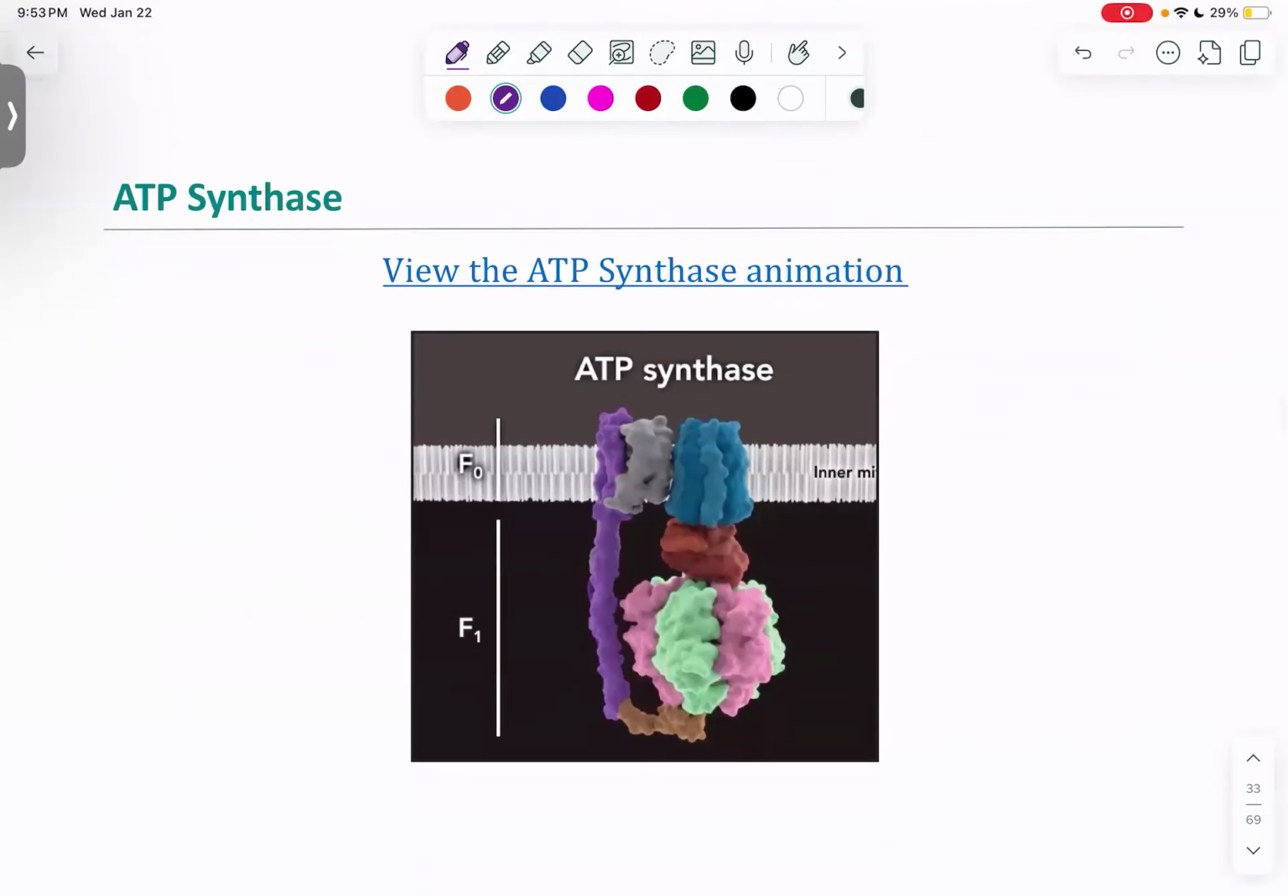This is a really, really good point to pause this video, go to the Norton site and watch this ATP synthase animation. It is phenomenal. Please go and watch it.